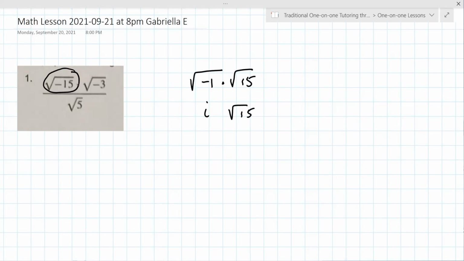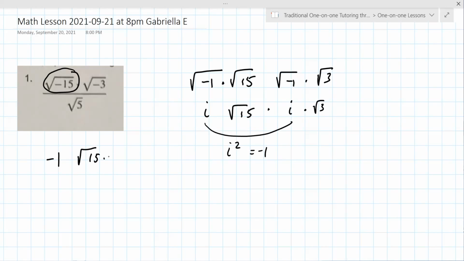The square root of negative 3 is the square root of negative 1 times the square root of 3. So the mistake is to try and multiply these numbers because you end up getting the wrong sign, first of all. And these are all multiplying together. So you can choose to multiply these together. That's i squared. So i squared is negative 1. So you have negative 1 in the top, square root of 15 times the square root of 3. On the bottom, you have the square root of 5.